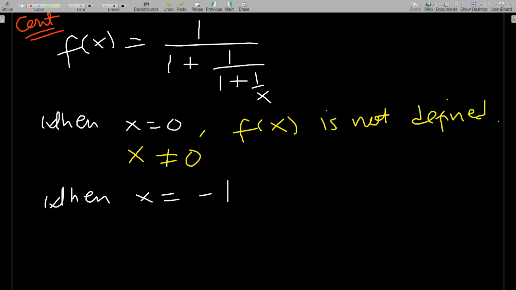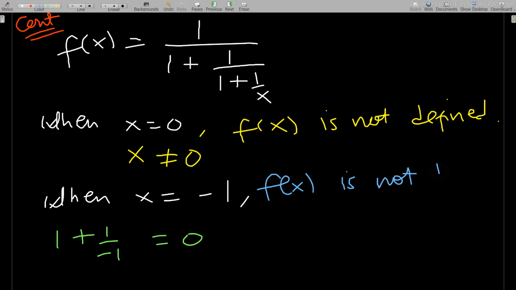We've already said that part that I took, this part, will be 1 plus 1 over negative 1, which is equal to 0. It means this part will be 0, and when it is 0, we'll get 1 plus 1 over 0. And 1 over 0 is not defined as well. So when x is equal to negative 1, the function f of x is also not defined.